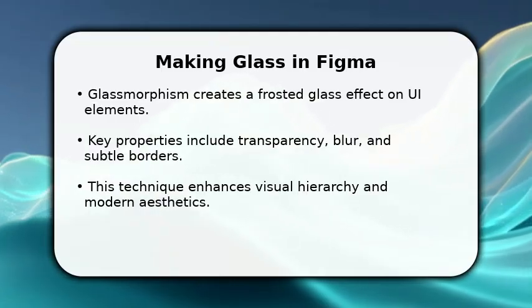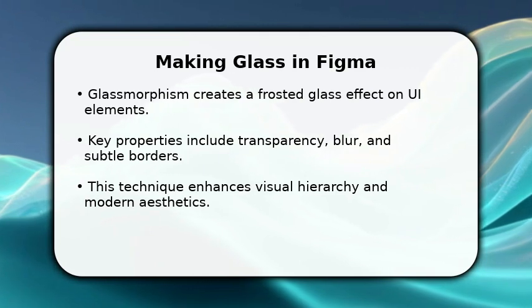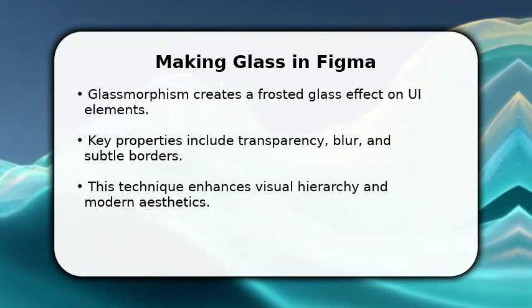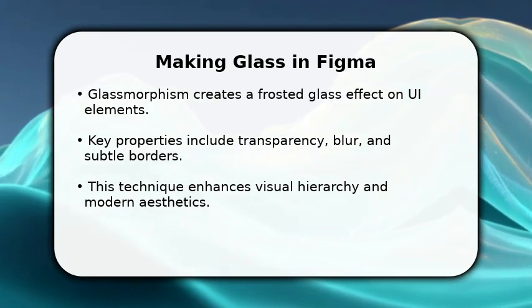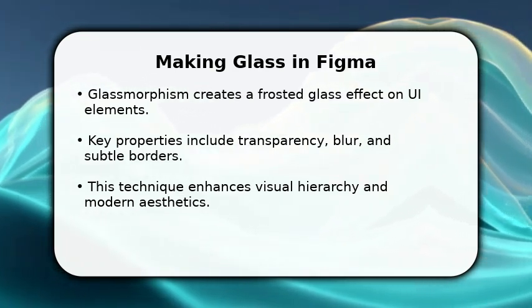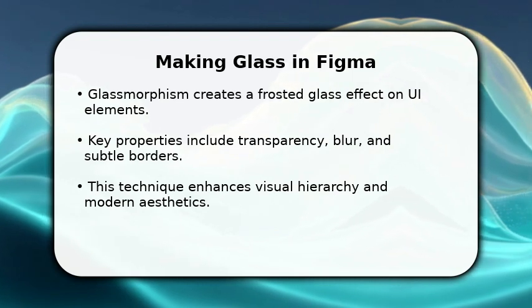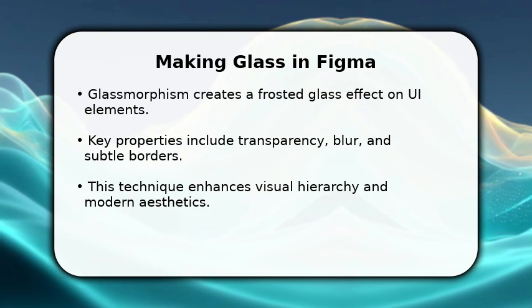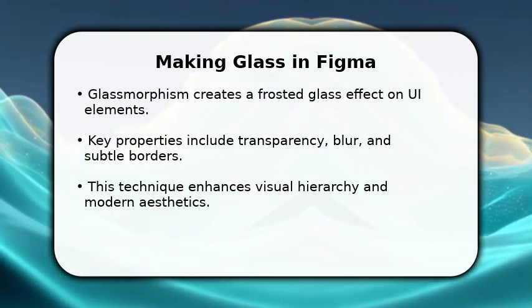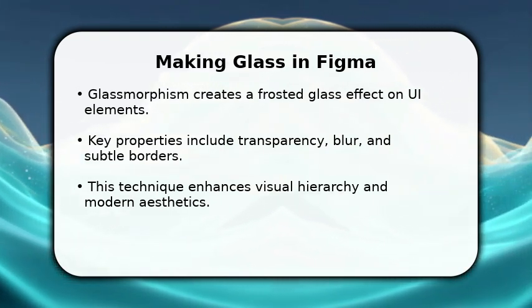In this video, I will explain how to make glass in Figma. First, understand that glass morphism uses transparency and blur to create a frosted glass appearance. You'll need to work with fill, stroke, and effect properties in Figma. We'll cover setting up your base shape and applying the initial glass effect. This method adds a modern, clean look to your designs.